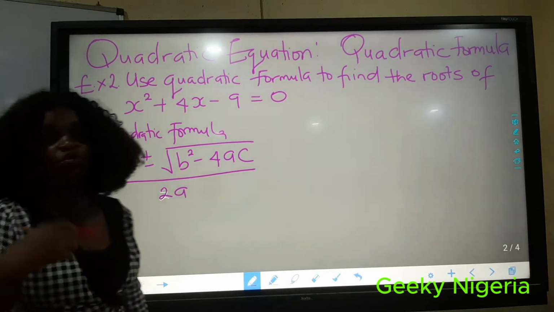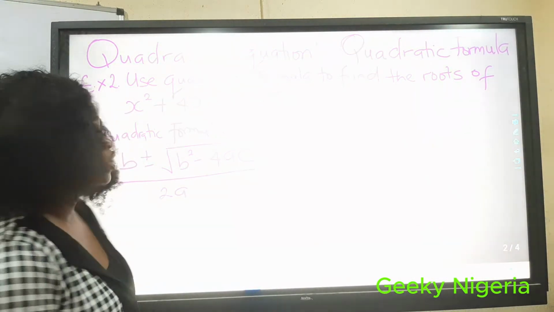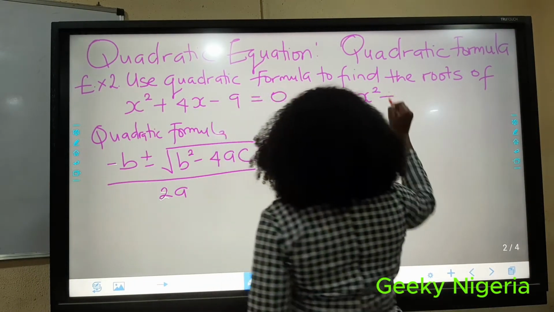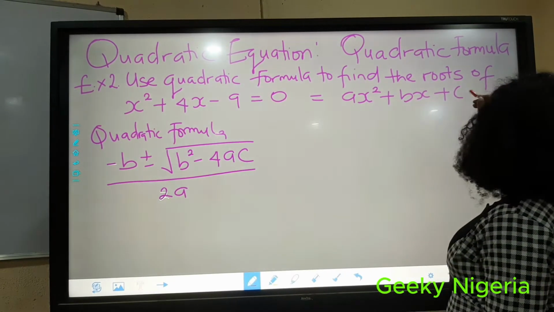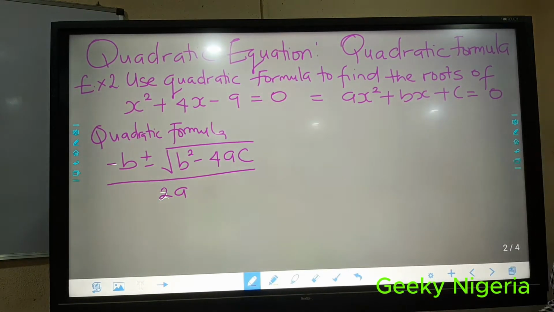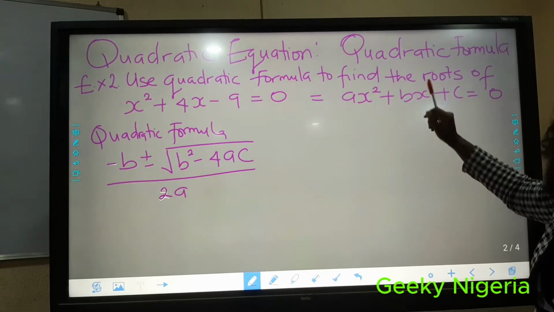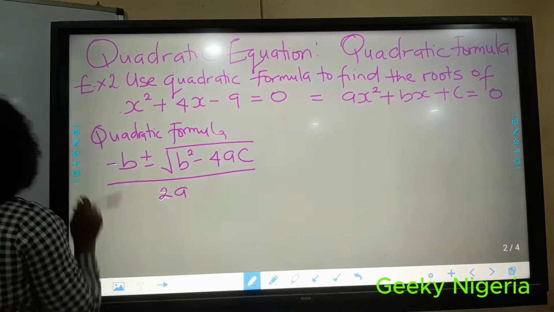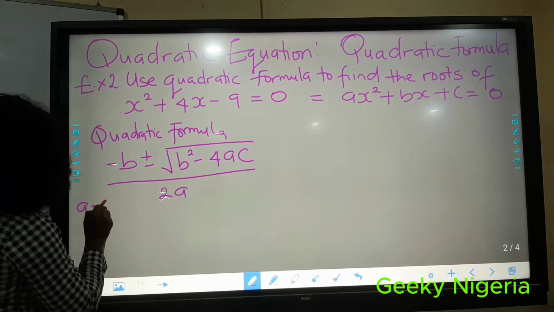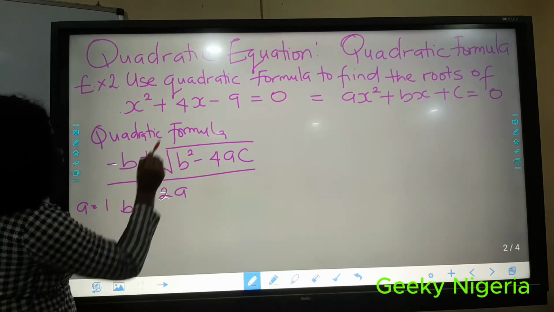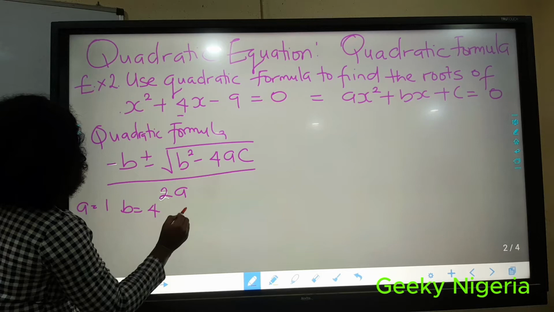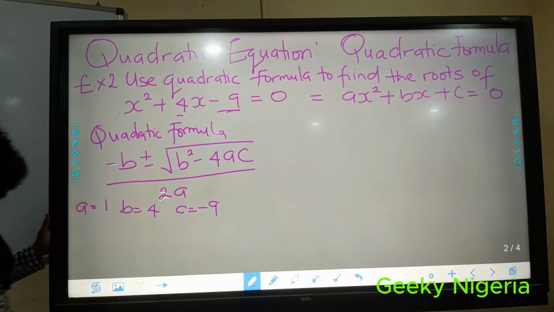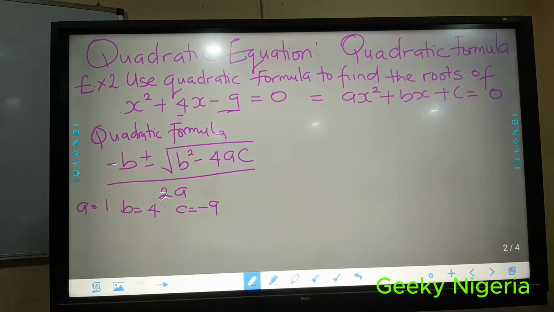I always say, always try to bring out your A, your B, and C to help you solve this. So your general quadratic equation is ax squared plus bx plus c is equal to 0. So now you have to identify what's your A, what's your B, and what's your C. So from here, your A is 1, our B is 4, and our C is minus 9.